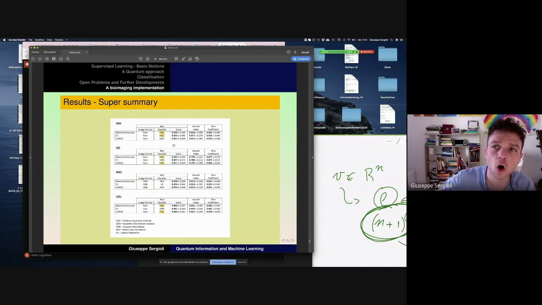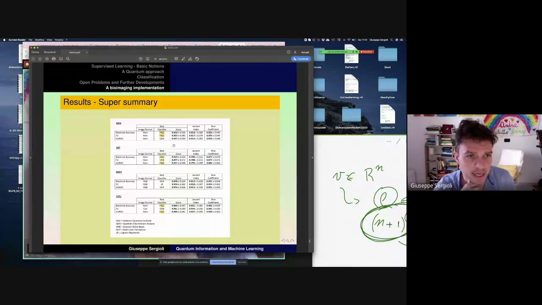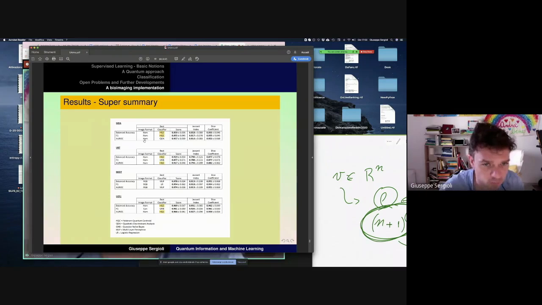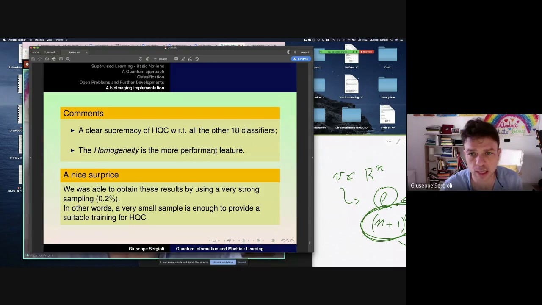Well, it is very, very good for us because it allows us to say that, for this kind of data set, it performs really well. And so our comment is that there is a clear supremacy of the Helstrom classifier with respect to all the other classifiers. And also, we find that there is a particular feature that is more performant with respect to the others. So we have a confirmation regarding our classifier, and we have, for the first time in our life, a kind of bioimaging information that selects one feature as more informative with respect to the others.